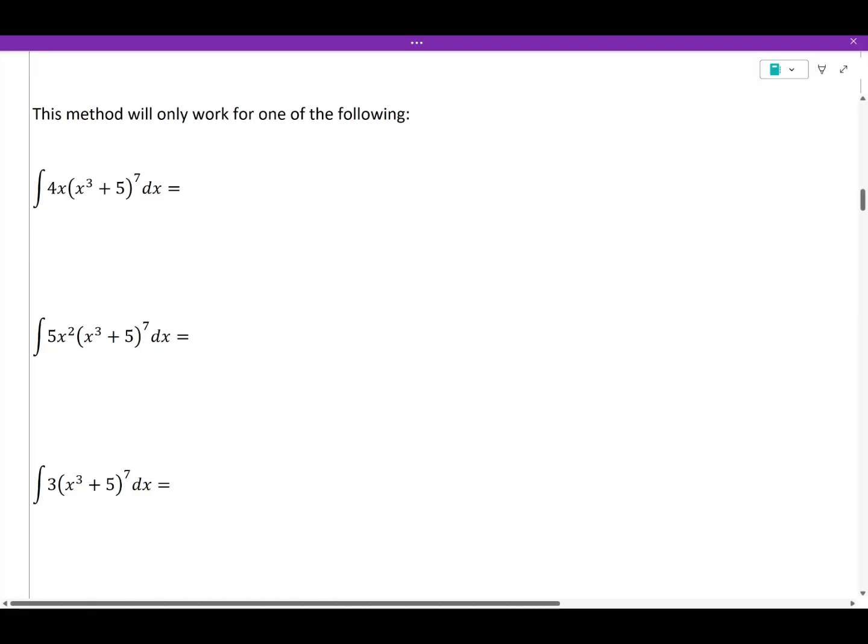Okay, so I've got 3 questions here, and our reverse chain rule method will only work for one of the following. Now, ideally, I want to be able to figure that out just by looking at the 3 questions. But in order to investigate this, I'm actually going to carry out all 3 of these using the method that we've discussed. So if we look here, we have our bracket raised to our power. We know in our answer, we're going to have the same bracket, x cubed plus 5, but the power is going to be 1 greater. So it's going to be a power of 8 like that.